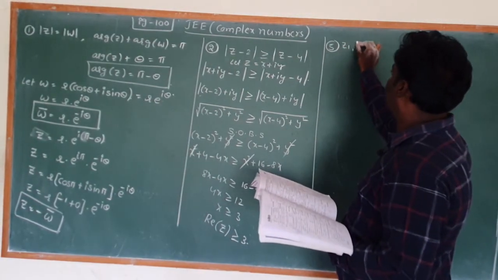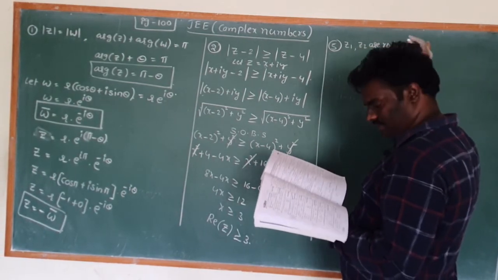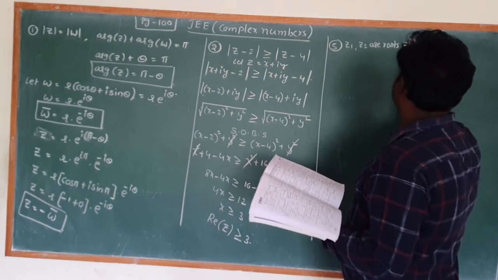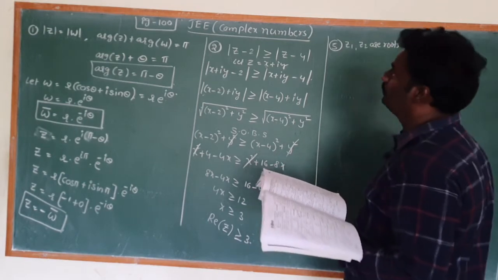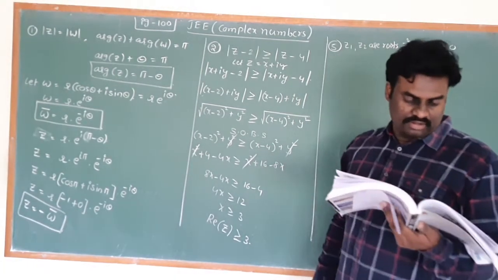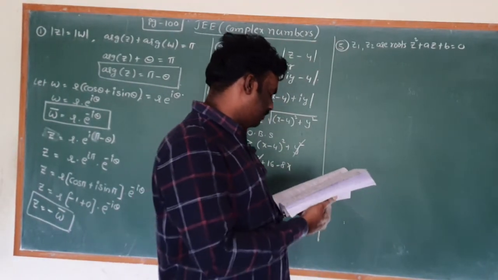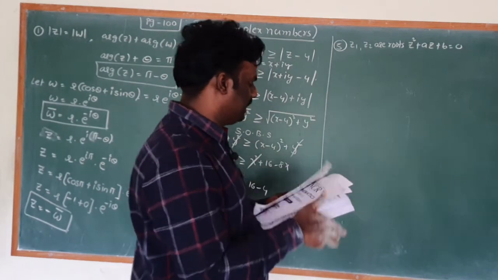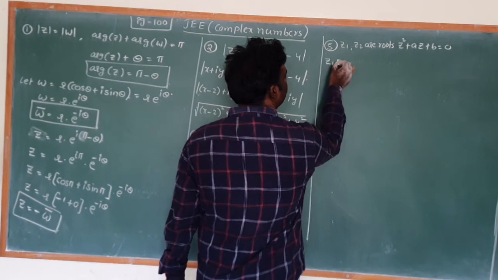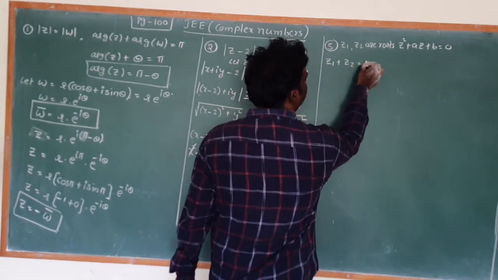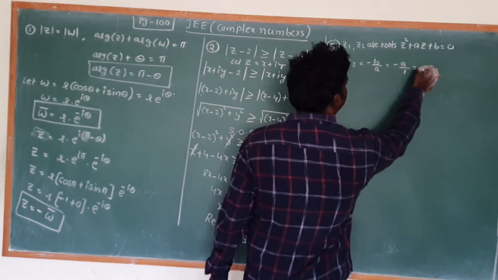Z1, Z2 are roots of the equation z square plus az plus b equals to 0. And Z1, Z2 and origin are the vertices of an equilateral triangle. Okay. So what is the formula for sum of roots? Sum of roots formula, already in quadratic equation we discussed, minus b by a, that is minus a by 1, that is minus a.